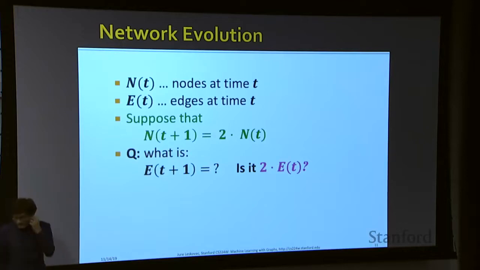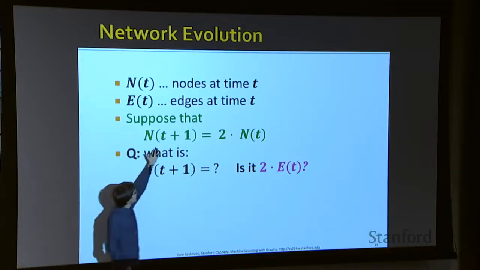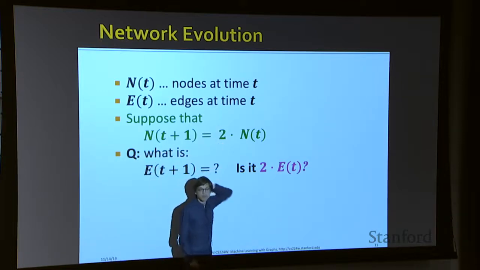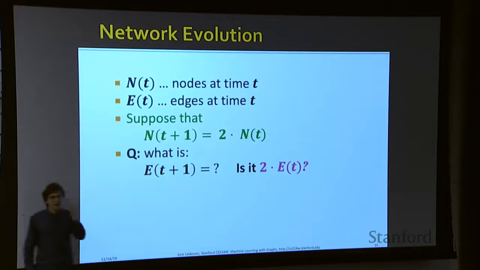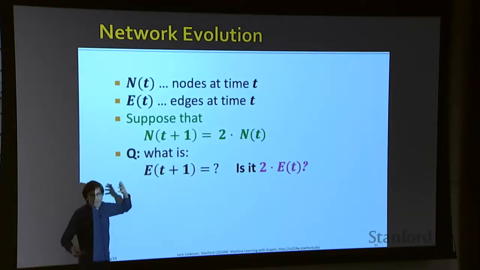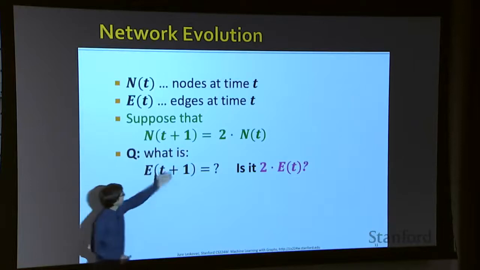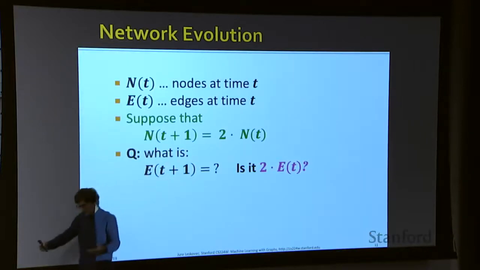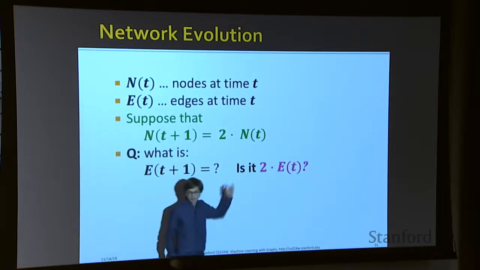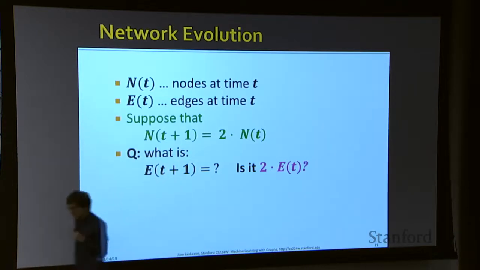So here is one question, right? Say at some given point in time t, I have n nodes and I have e edges. Now imagine that at the next time point or sometime in the future, the number of nodes will double. The question is, what will happen to the number of edges, right? So what's the number of edges when the number of nodes doubles? Or, you know, whatever, the number of nodes grows by 10%. Does the number of edges also grow by 10%, right?